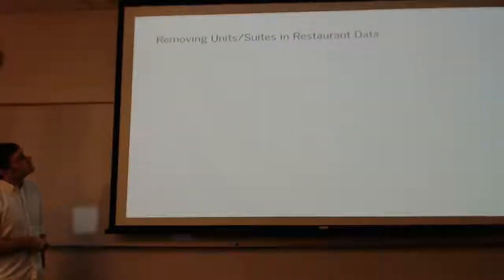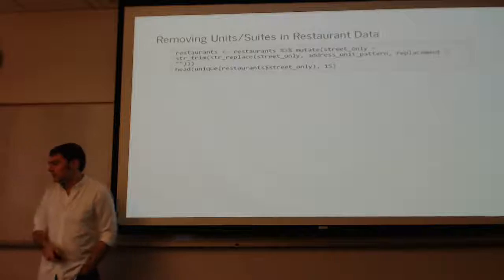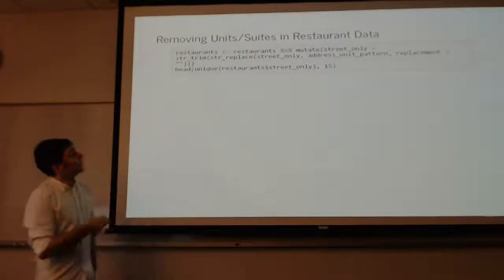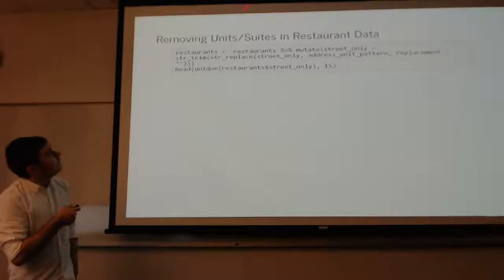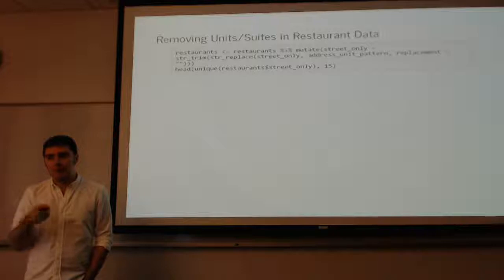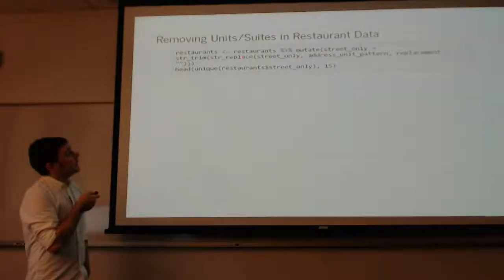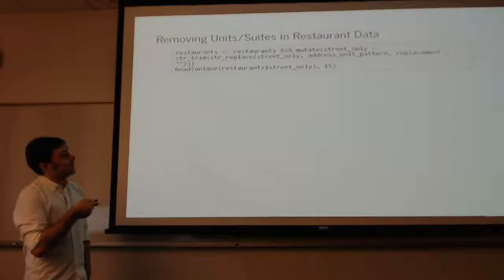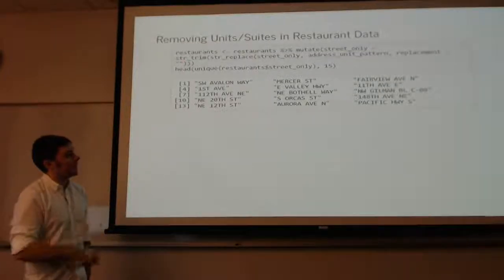Cool. So now let's remove units and suites in the data. Same operation as before. We're going to take that street-only variable that I'd created before. I'm going to do a string trim on the outside of it, because there might be some leftover white space from deleting these things, and I want to make sure to get rid of that. Inside of that, I'm going to do a string replace on the street-only variable using that address unit pattern. The replacement is nothing. And now we get, for the most part, isolated addresses.